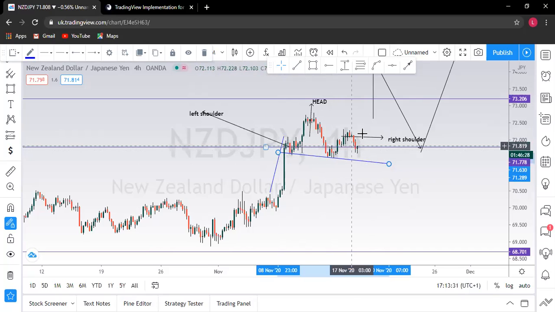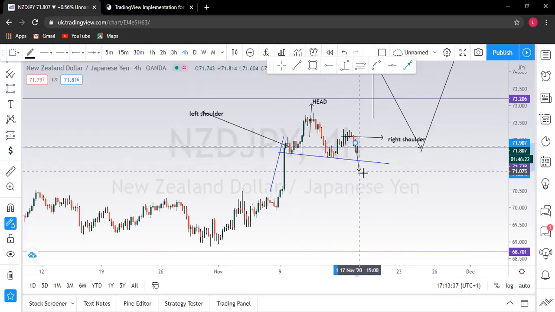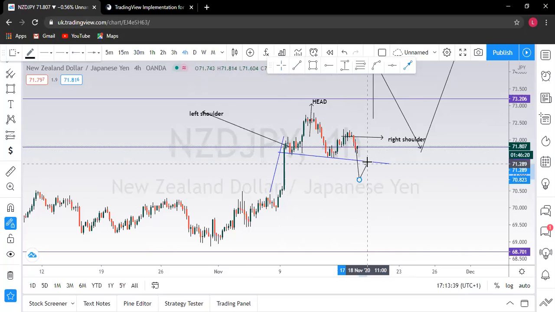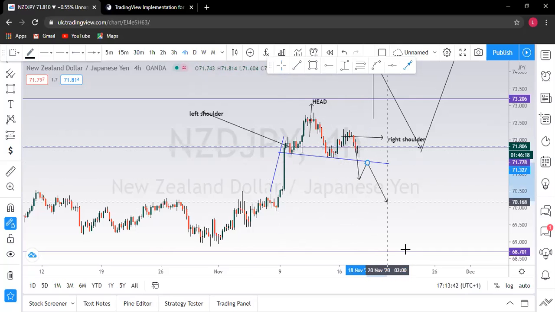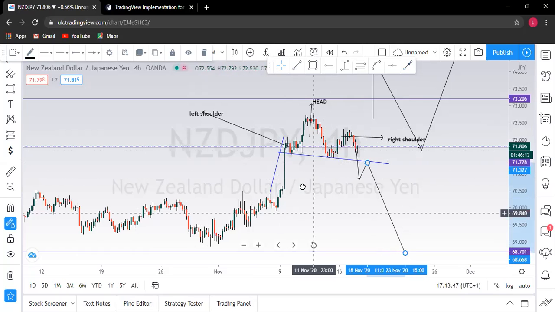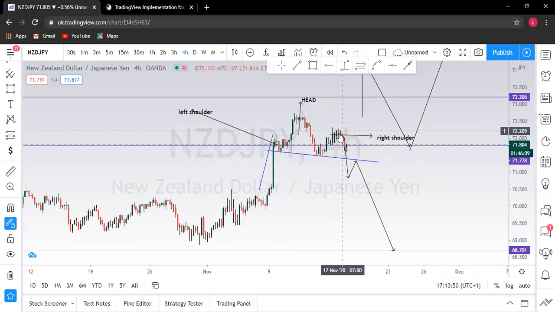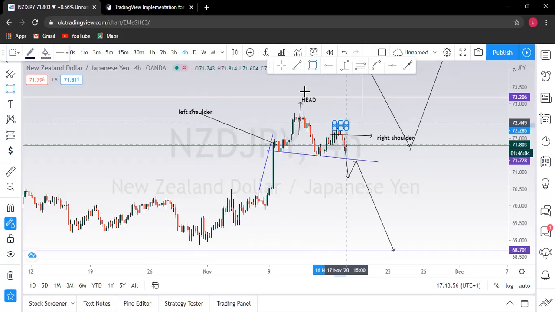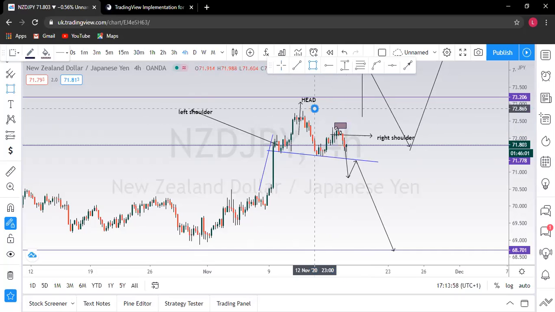So for you to be on the safer side, you should wait for market to break the neckline, then come back for a retest. Then you can now sell to the nearest support. Do you understand? That is the safest way to trade this. However, if you want to be greedy, you are going to take your sell from the formation of this right shoulder, then take it to the nearest support.